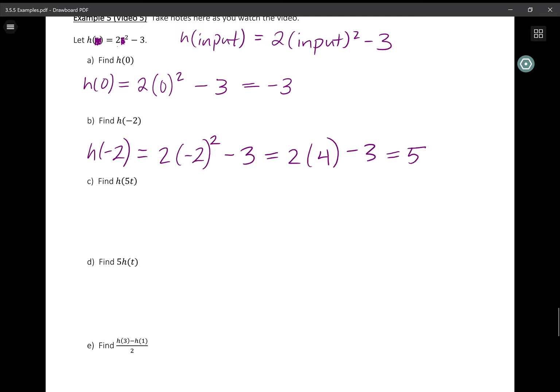So if you're doing something to an input, put it in parentheses. You'll never be wrong. You might not need them, but you'll never be wrong. If you're doing something to your output, you can put the whole thing in parentheses. We'll run into that in a minute.